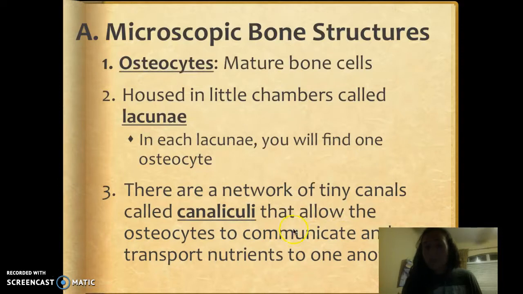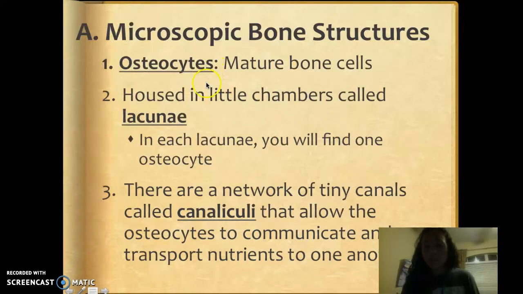So we're going to start with a cell. Osteo means bones, cytes means cells. So osteocytes are mature bone cells. Inside of the bone, they don't just lie by themselves. They're inside these little teeny chambers called lacunas. You might remember me telling you guys to label that on your Google Slides. So now we're getting to it. These little pockets called lacunas, and inside of the pocket, you will see little cells called osteocytes.